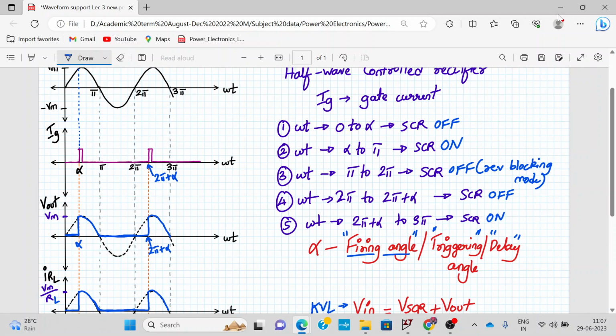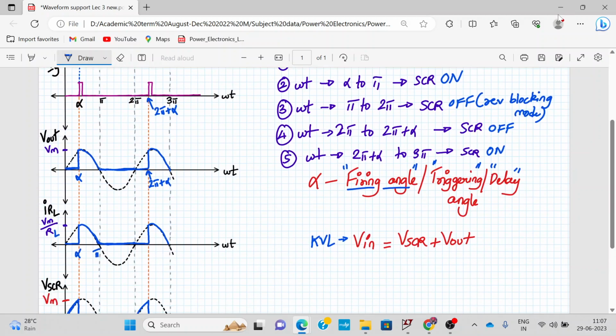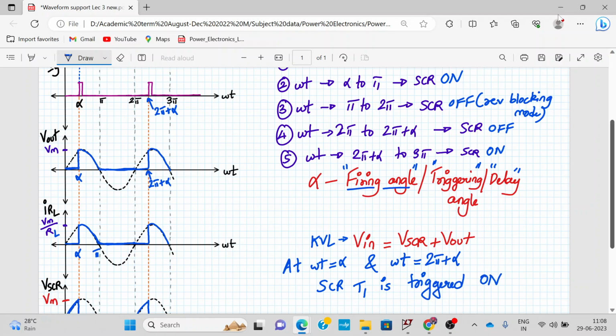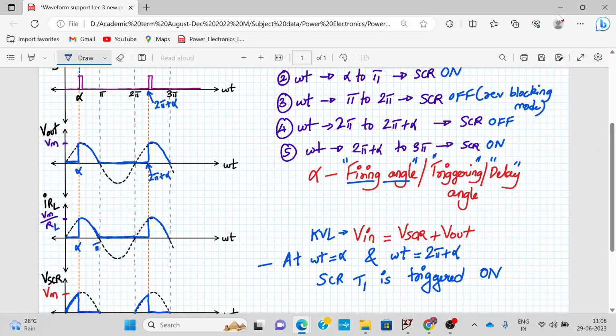All right. So at omega t equal to alpha and at omega t equal to 2 pi plus alpha, my SCR is triggered on. We can write over here that at omega t equal to alpha and omega t equal to 2 pi plus alpha, the SCR T1 is triggered on with the application of the gate pulse. So that is very, very important.